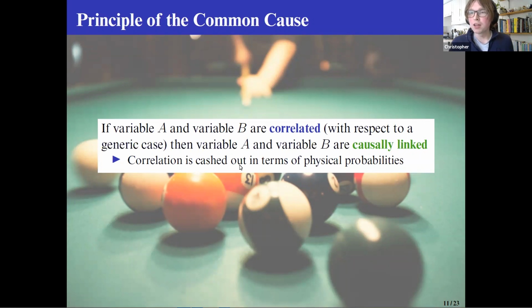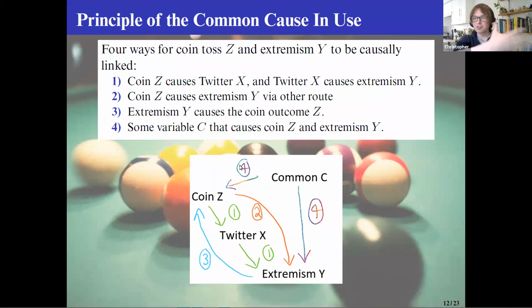Where causally linked might involve inflation causing output or output causing inflation, or it might involve there being a third variable, a common cause, that is a cause of both inflation and of output. Okay, so that's the principle of the common cause. And it's important to point out why the principle of the common cause is so important in medicine and in the quantitative social sciences. So here's an example of the principle at work.